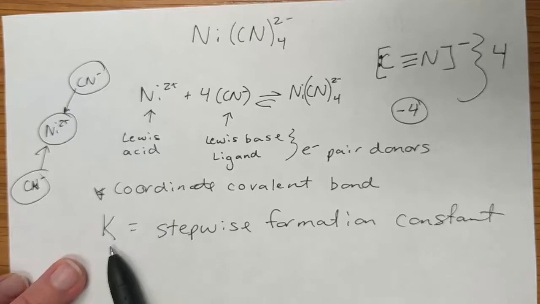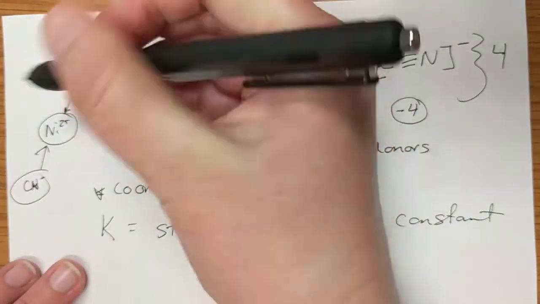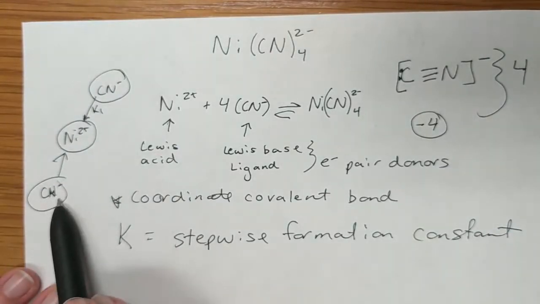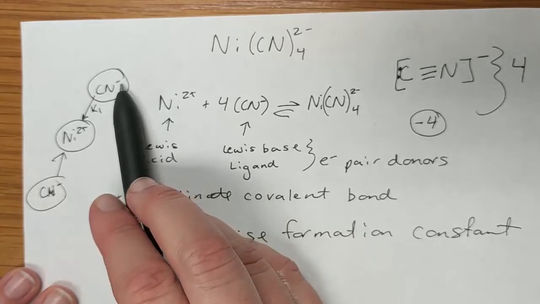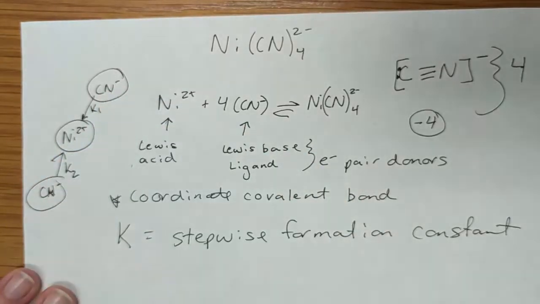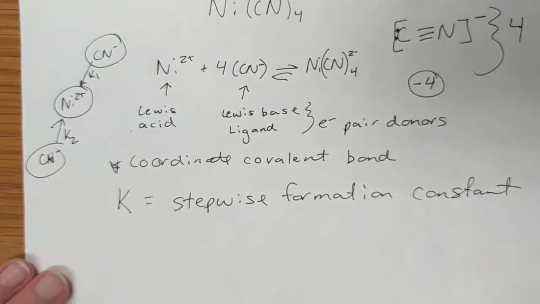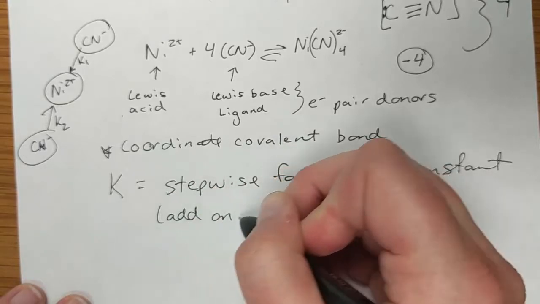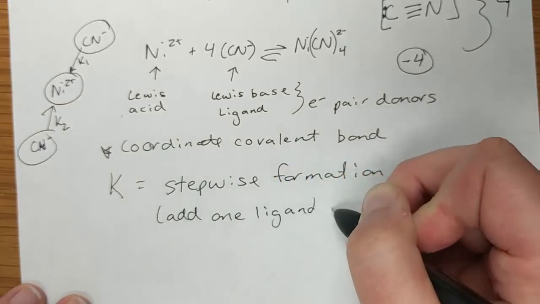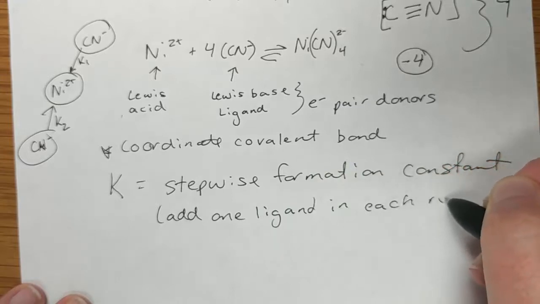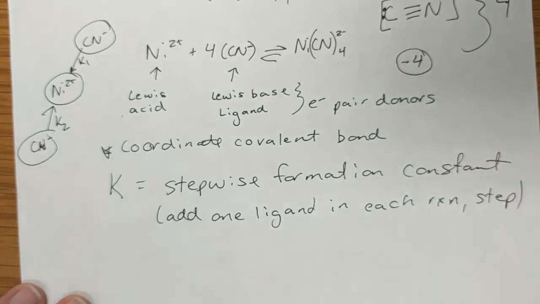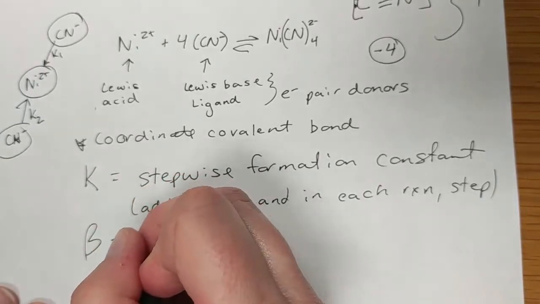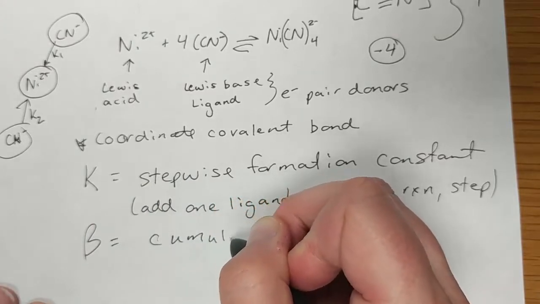Okay, so it can bond here. There's a K associated with this reaction. And then whenever you bond another additional cyanide molecule to the nickel cyanide complex that's already formed, it's going to get a new K, and so on and so forth. So these are called your stepwise formation constants, and that's because you're adding one ligand in each reaction or step, however you want to call it. Okay, so now we're going to get a new equilibrium constant, that of beta. Beta is called our cumulative formation constant.